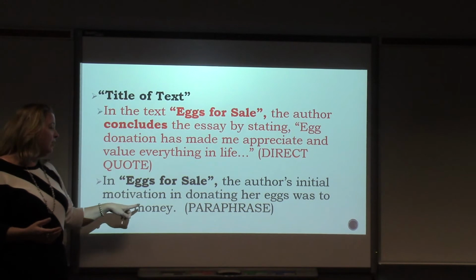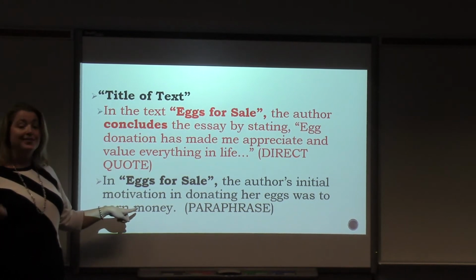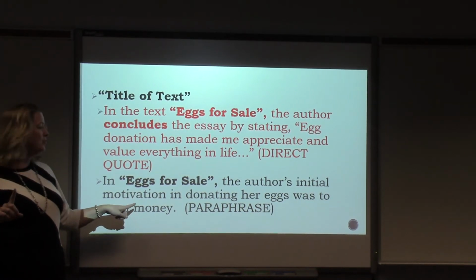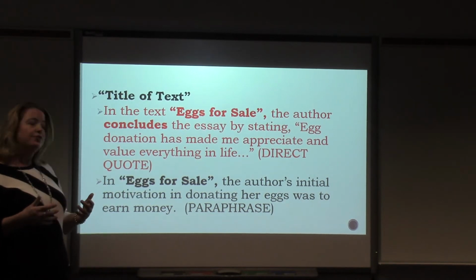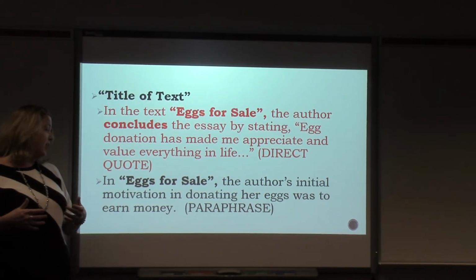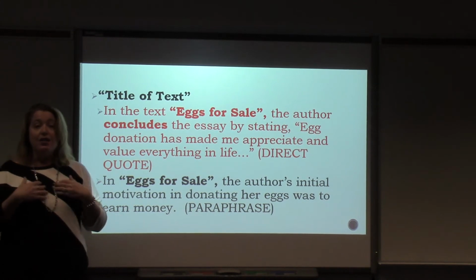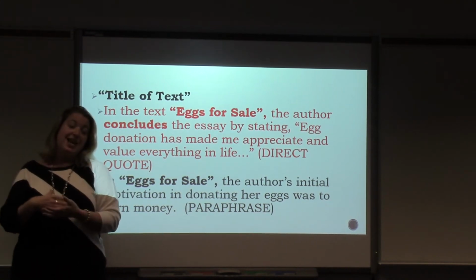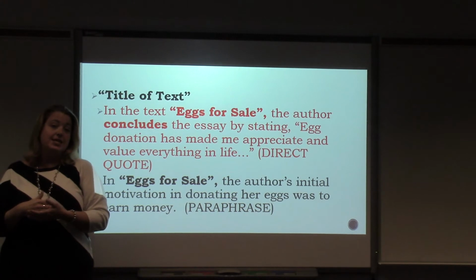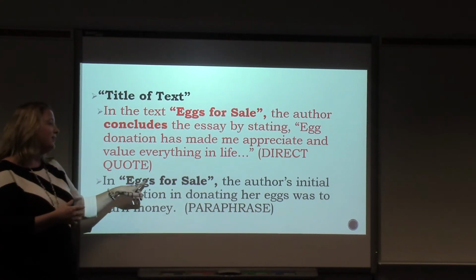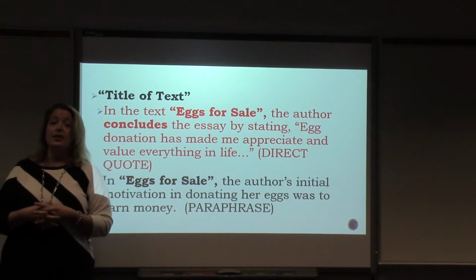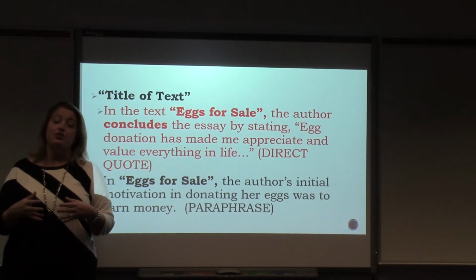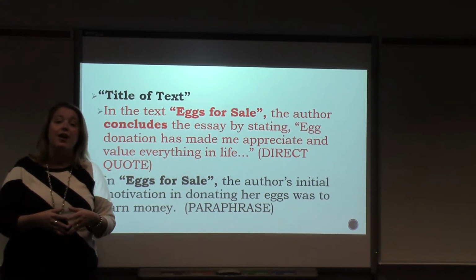verb. Now, if I choose to do a paraphrase, I still have to do author attribution. So again, in this example, in "Eggs for Sale," the author's initial motivation in donating her eggs was to earn money. I rewrote a section of that text. I paraphrased those ideas in my own words, but I still have to give credit where credit is due. So next, Ms. Tarabikas is going to come up and she's going to review author attribution techniques for summary writing.